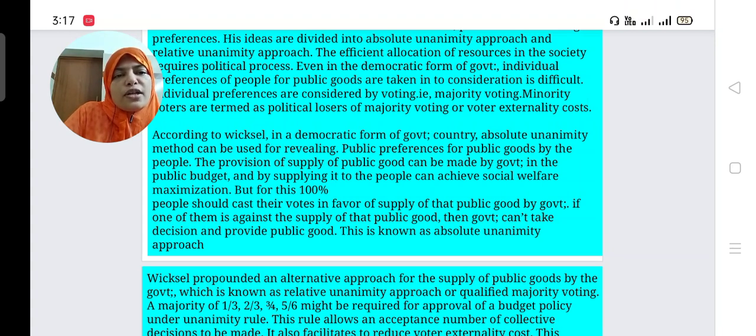But for this, 100% of people should cast their vote in favor of the supply of public goods by the government. If one of them is against the supply of the public goods, then the government cannot take a decision and provide the public goods. This is known as the absolute unanimity approach. So the absolute unanimity approach means the government asks our preference. If 100% support, the government will consider. If any person does not support, then it is very difficult for the government to take a decision.